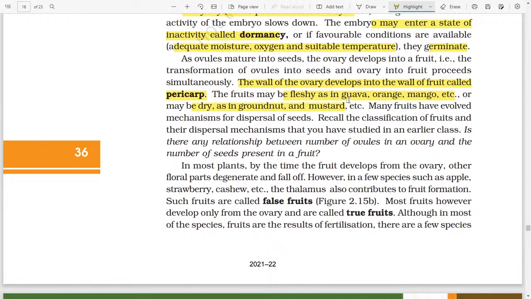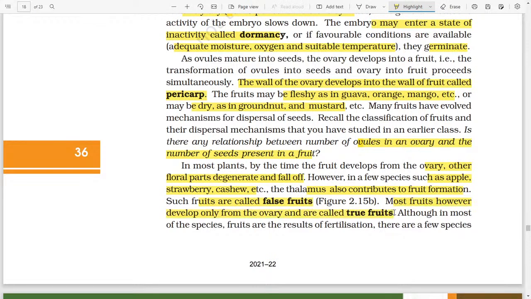Is there any relationship between the number of ovules in an ovary and the number of seeds? Yes, ovules form the seeds, so there must be a relationship. In most plants, by the time the fruit develops from the ovary, other floral parts degenerate and fall off. However, in a few species such as apple, strawberry, and cashew, the thalamus also contributes to fruit formation. Such fruits are known as false fruits. Most fruits, however, develop only from the ovary and are known as true fruits.